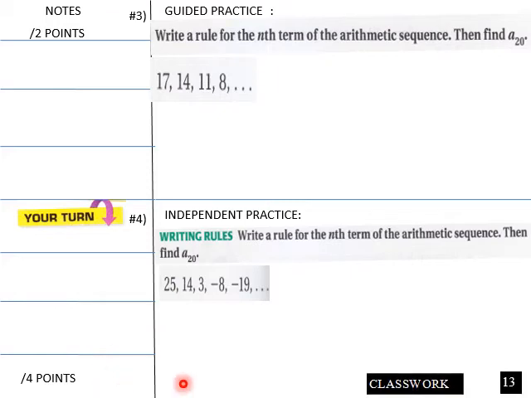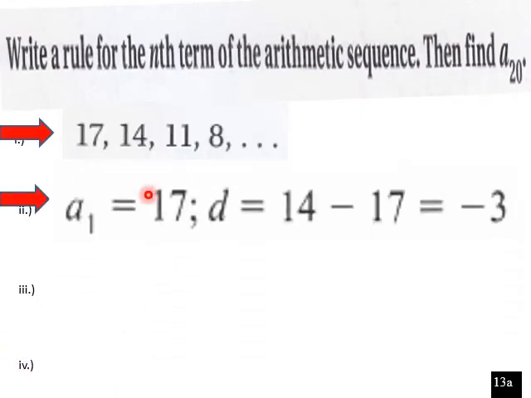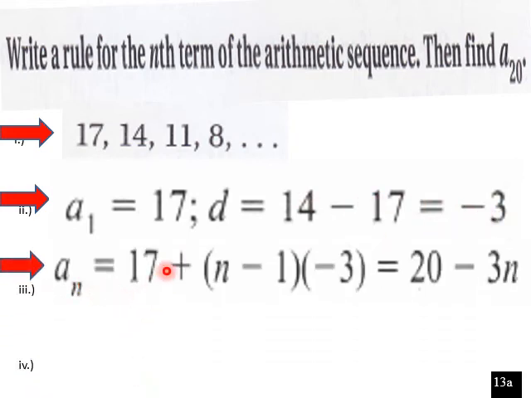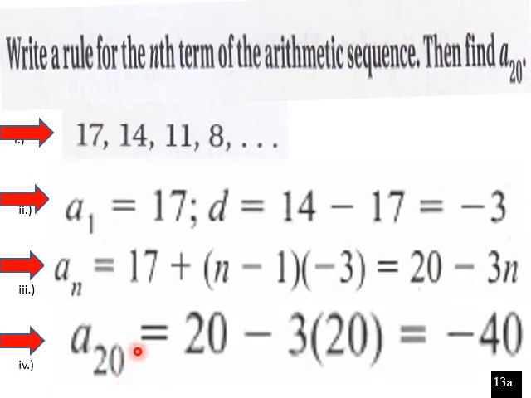Now we're going to do a guided practice for that. Students, this is you here, so pay attention up here. We have to write a rule for the nth term of this. You do the same thing down here. You have a 20th term, so find a20. Here is our sequence and our difference. d is 14 minus 17, which is negative 3. So an would be 17 plus n minus 1 times negative 3, which is 20 minus 3n. That would be our rule. Then for a20, we plug in 20 here, and it would be negative 40. That would be our 20th term, negative 40.